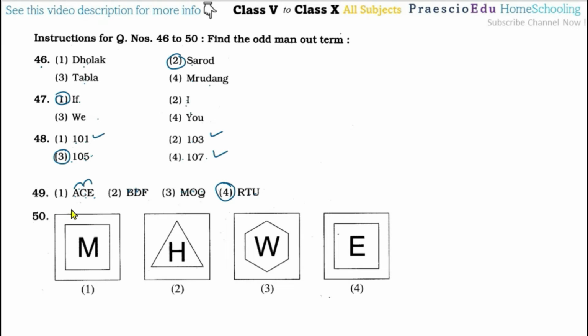Then question number 50. M means 1, 2, 3, 4 lines, and that has a 4-line square inside. Here the triangle has 3 lines, and here 1, 2, 3 lines form the H alphabet. So here 1, 2, 3, 4, 5 and 6. Here 1, 2, 3, 4, so 4 lines, and here 6, so this is a different one. And here 1, 2, 3, 4 lines, and here 1, 2, 3, 4 lines. So correctly, options number 1, 2 and 4 are in the same sequence, but option number 3 is a different one.